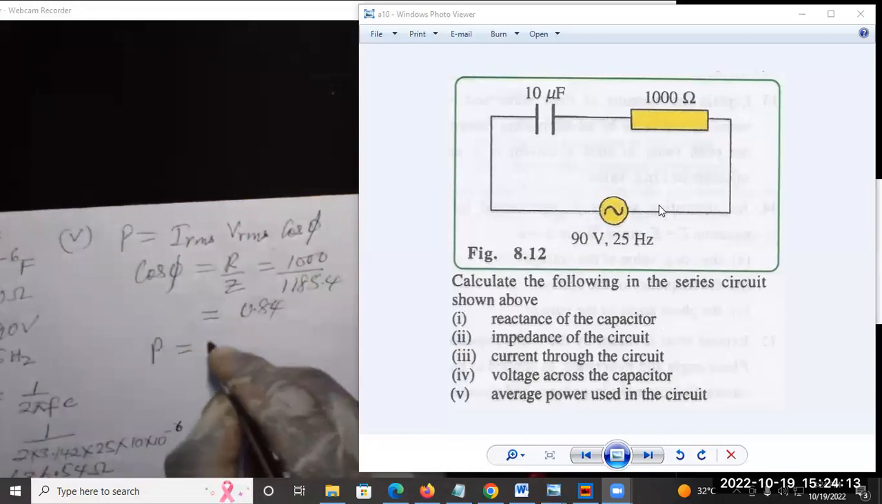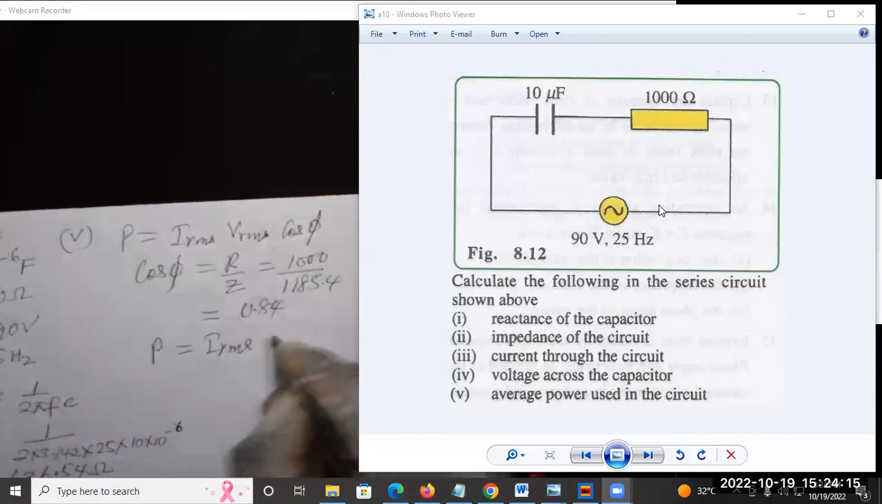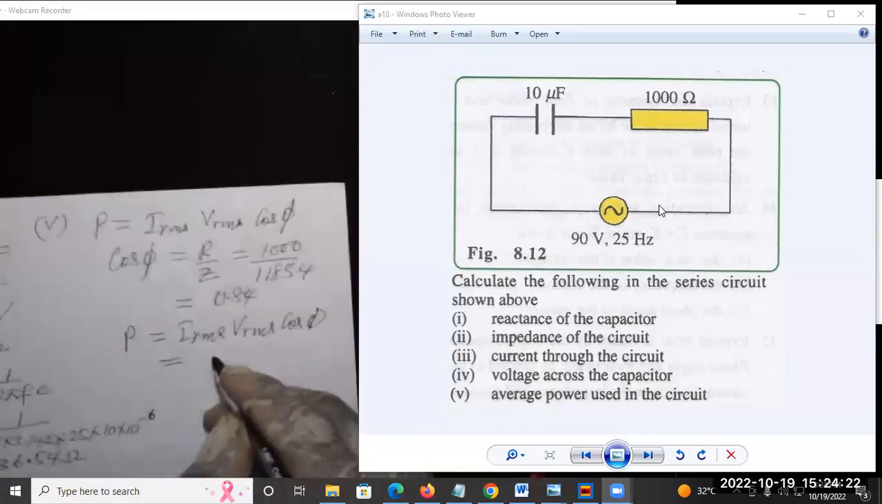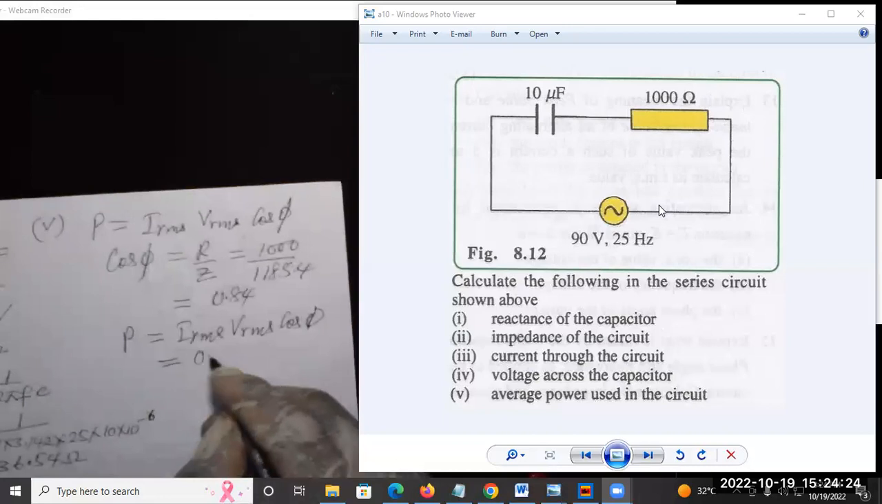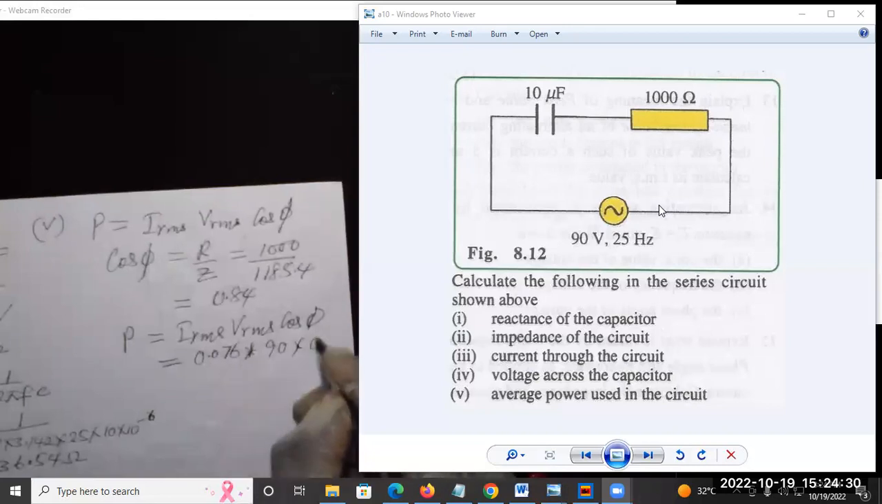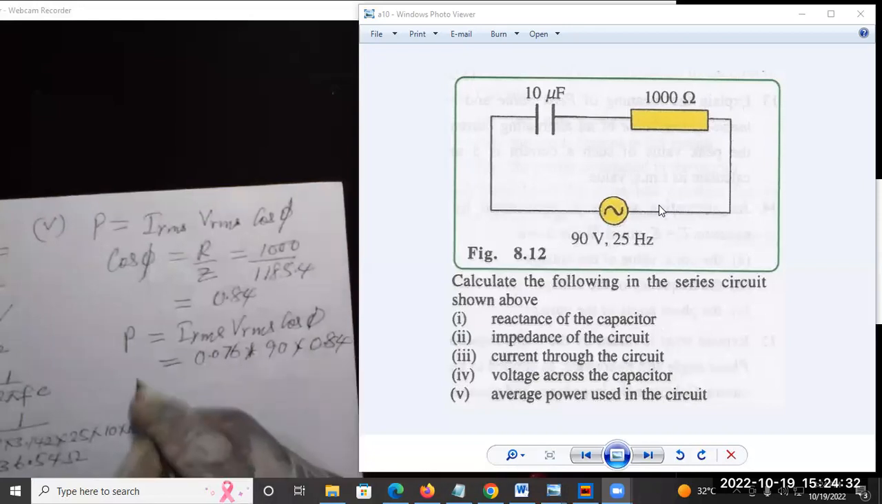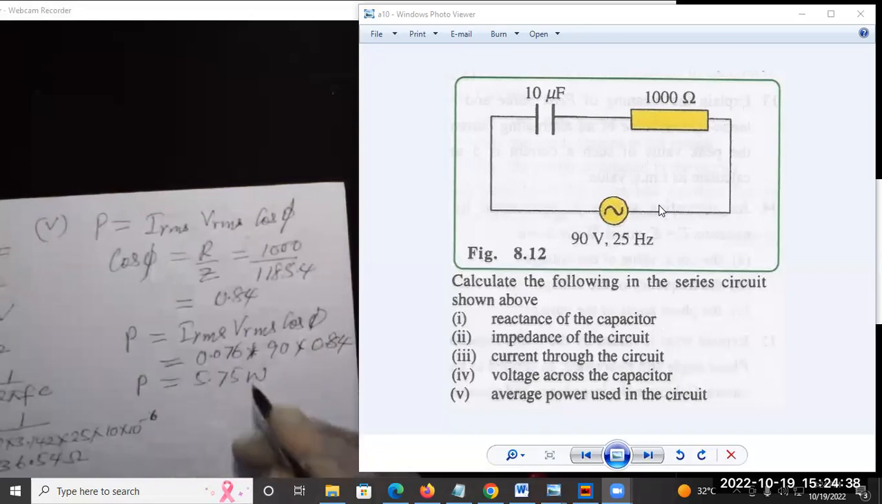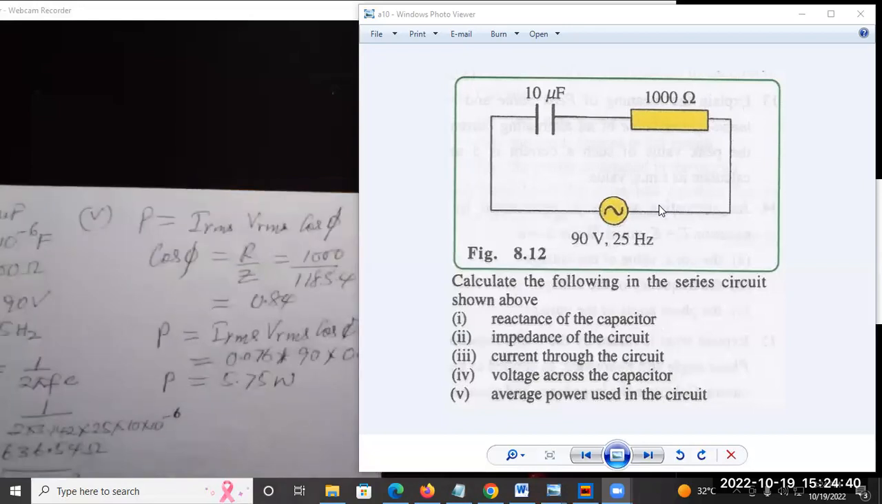Then we can now find the average power, which is given by this expression. We put in all the values: 0.076, voltage 90, 0.84. So the power in the circuit is 57.5 watts. That is the average power in the circuit.